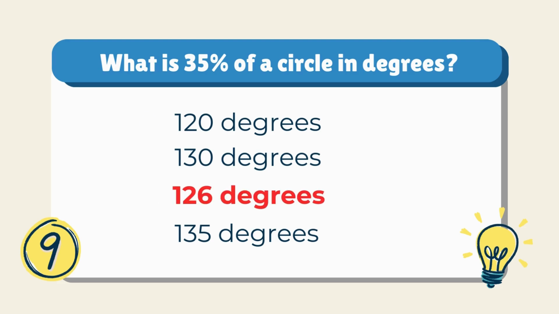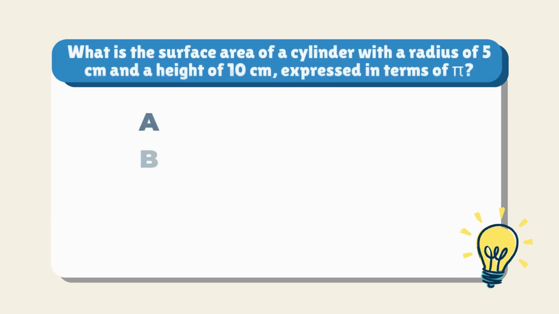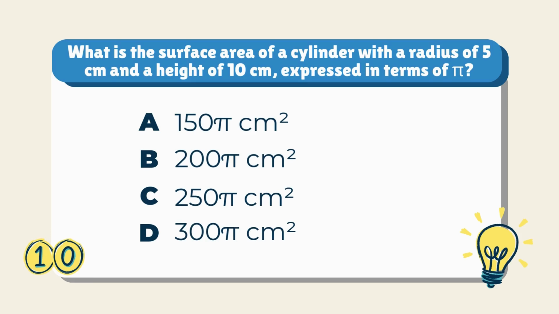Time's up. The correct answer is letter C, 126 degrees. Question number 10. What is the surface area of a cylinder with a radius of 5 centimeters and a height of 10 centimeters expressed in terms of pi? A, 150 pi square centimeters, B, 200 pi square centimeters, C, 250 pi square centimeters, or D, 300 pi square centimeters. Your timer starts now.